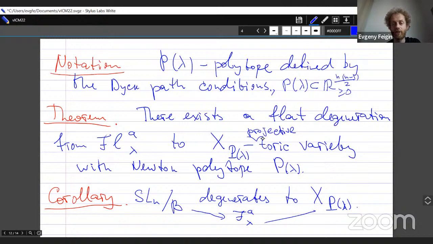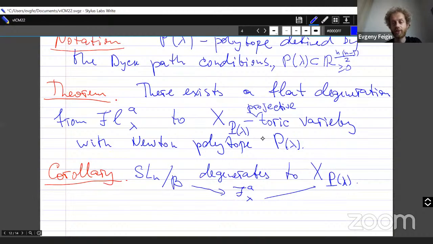You see that we derived the corollary that the classical flag variety can be degenerated to this toric variety corresponding to P of lambda, and the degeneration factors through the PBW degenerate flag variety F lambda A. The most well-known degeneration is a degeneration to the Gelfand-Zetlin polytope, and this degeneration is also very explicit and nice and can be used in many applications.